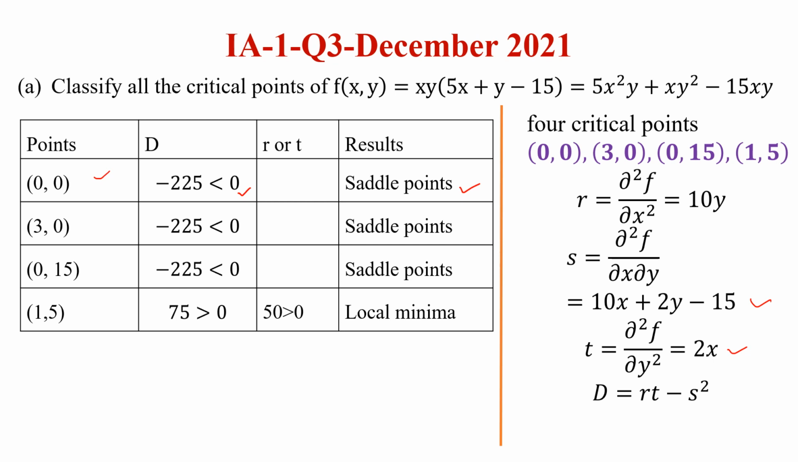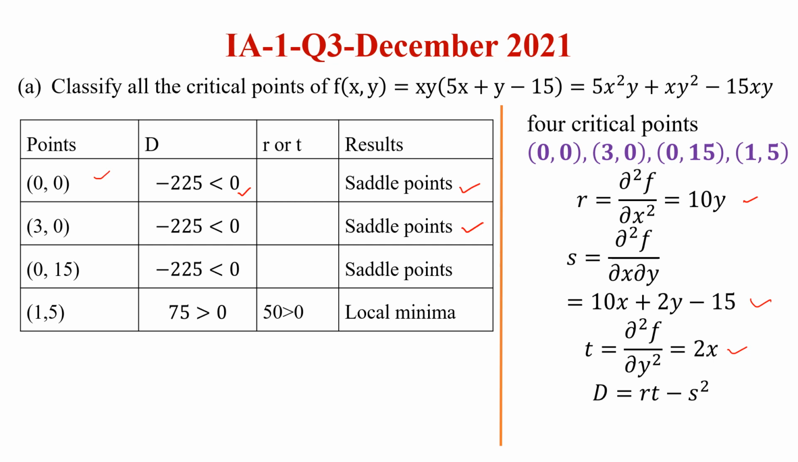In the same way for (3, 0), x is 3, y is 0. So r is again going to be 0. S is 10 into 3, 30, plus 0 minus 15, so it is going to be plus 15. And t is 6. But r is 0, so rt is 0. So again minus s square, you get minus 225, which is less than 0. So again it is a saddle point. Now put the third one, (0, 15).